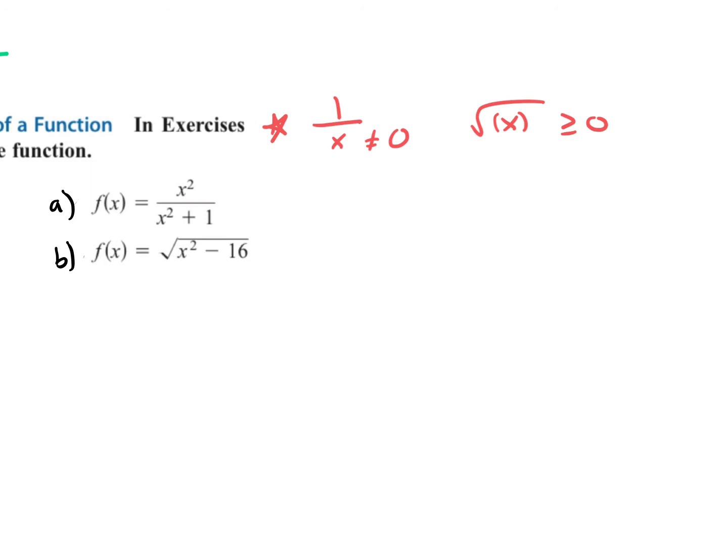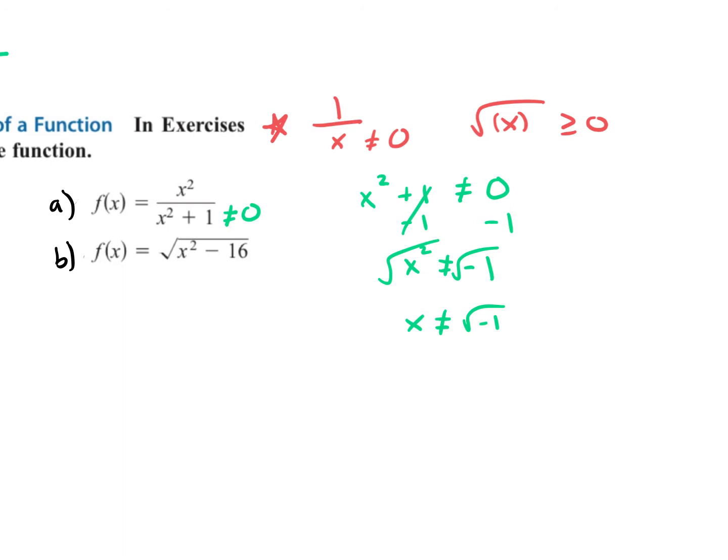So here, we have something in the denominator, it's a fraction, so we just set our denominator not equal to 0. So x squared plus 1 does not equal 0. All right, so next we have to solve for x, so I'm going to subtract 1 on both sides. So x squared does not equal negative 1. Take the square root. X does not equal the square root of negative 1.